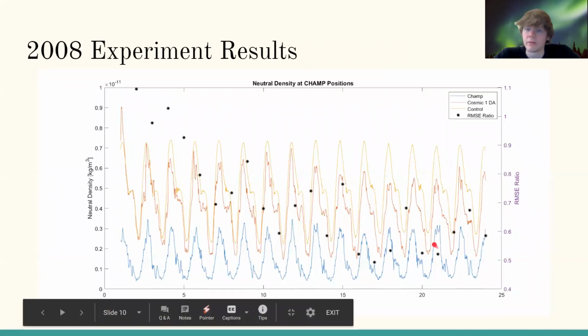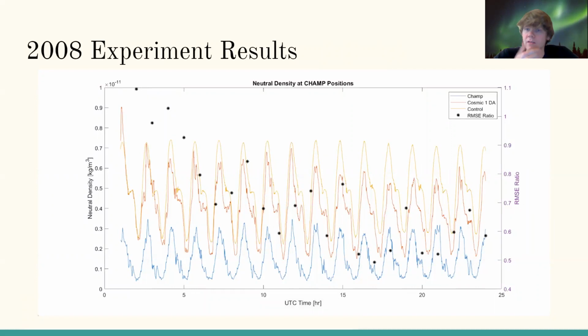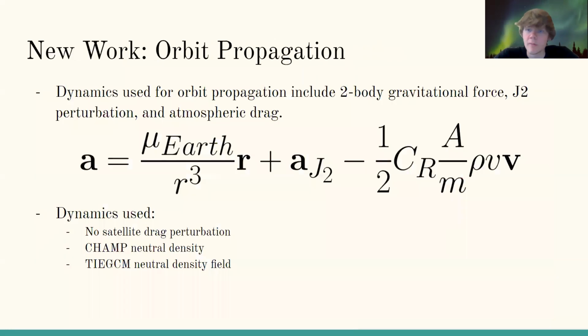Now, while it does improve, there still does exist this bias between what TIEGCM is estimating the state to be and what CHAMP is saying is the true data. And this bias is hopefully to be my work in the future in order to try to reduce it and to get better estimates. Now, what I'm trying to do to extend this work is to find ways to actually map how these neutral density errors are connected to errors in satellite positioning.